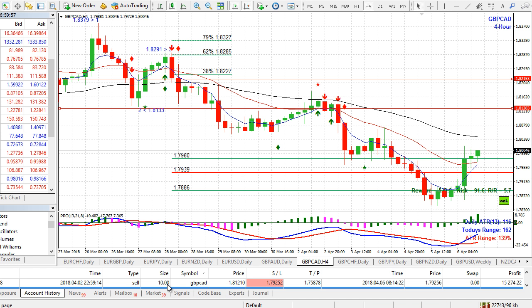I did jump in with 10 lots in this case. Even if you just did 1 or 2 lots, you would have made, with one lot, $1,500, and with 2 lots, $3,000. So the profit potential is great.